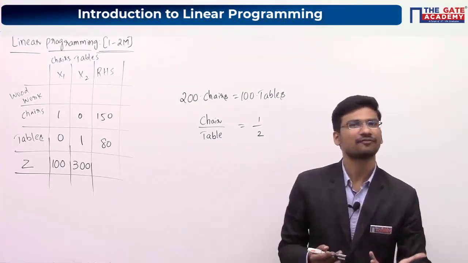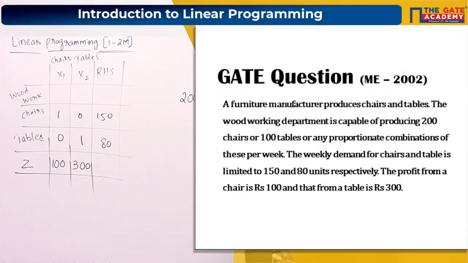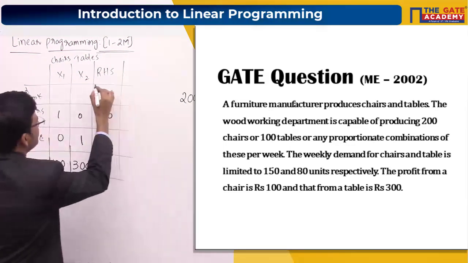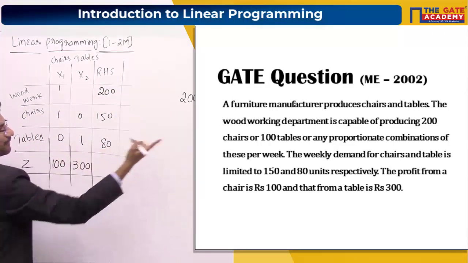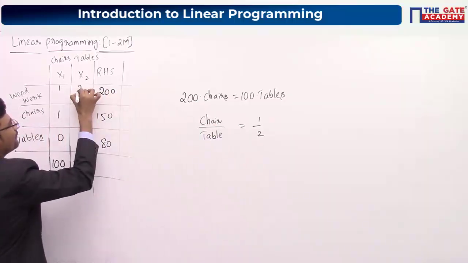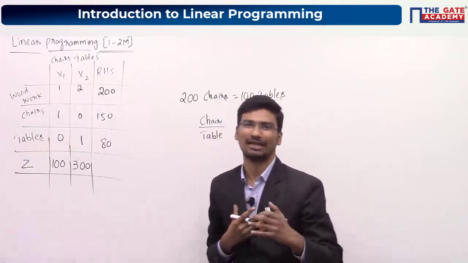Abhimanyu, 200, very good. Because maximum I can manufacture 200 chairs, look at the question. Sai Kumar, good, 200. So if I am taking 1 hour to manufacture a chair, I can manufacture 200 chairs. That means the total available time with me is 200 hours. So what is the 200 hours? It is your RHS. So if I take 1 hour to manufacture a chair, I need 2 hours to manufacture a table, and in my hand I am having 200 hours total.